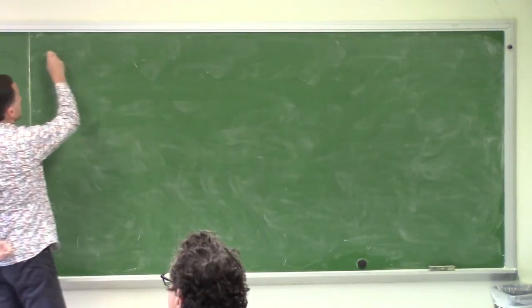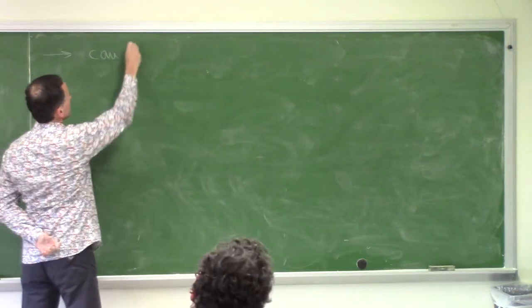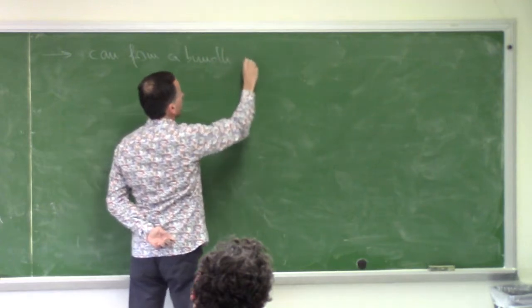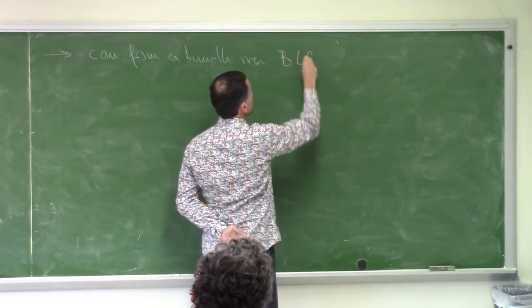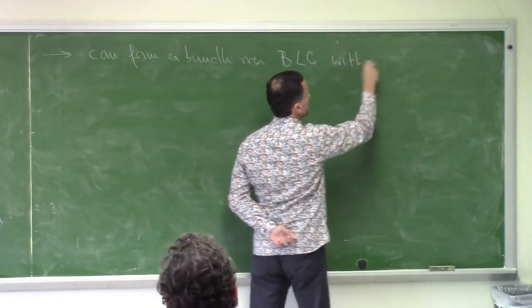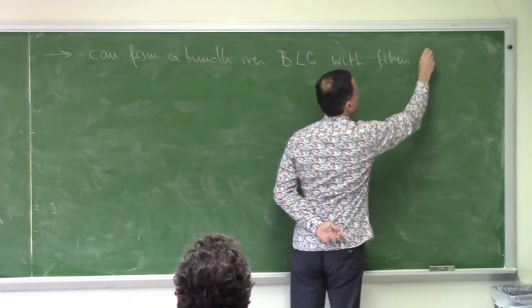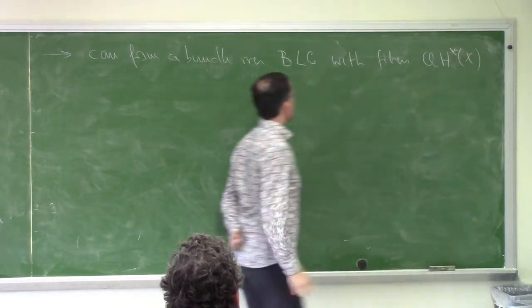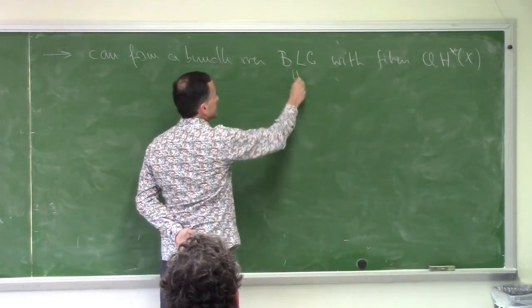So that means, what can we do with that? We can form a bundle over the classifying space of LG with fibers, an interesting bundle of fibers. You want to go on? Yes. But what is this guy?